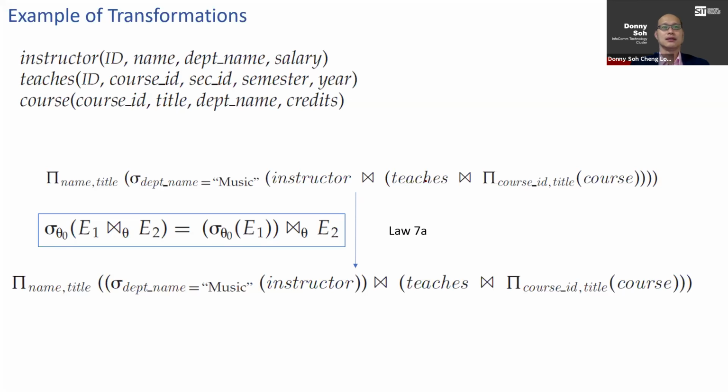This is a selection of the name and title where I have an instructor from my Department of Music that teaches, or all the course titles which the instructor from the Department of Music teaches. Okay, so this is what this expression is trying to say. So I want to extract out all the course titles which are taught by all my instructors from the Department of Music.